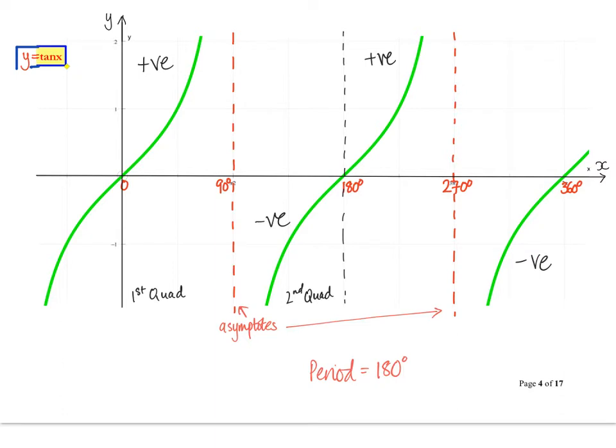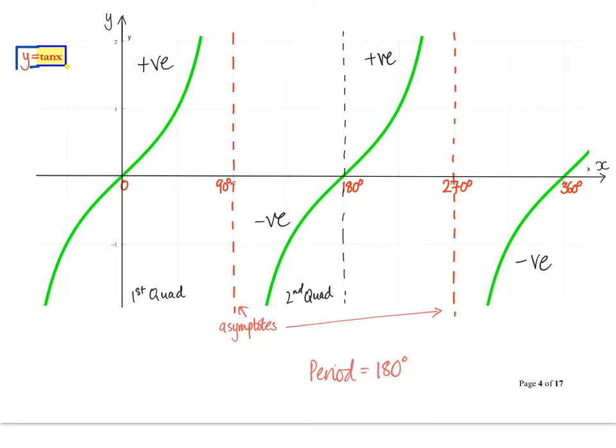And you'll notice that there is no limit to the maximum and minimum value that tan can actually have. So if you put inverse tan of 100 into your calculator, it will come back with an angle of some sort.